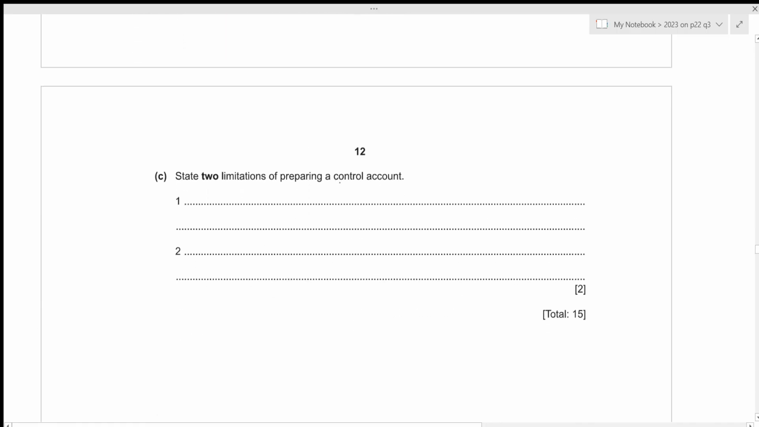We now need to state two limitations of preparing a control account. So the very first limitation is that not all type of errors can be figured out by preparing a control account, because we cannot really identify the errors of commission, omission, principal, original entry, and others by preparing a control account. That would be our first limitation. Does not identify errors of commission, omission, principal, original entry, and others.